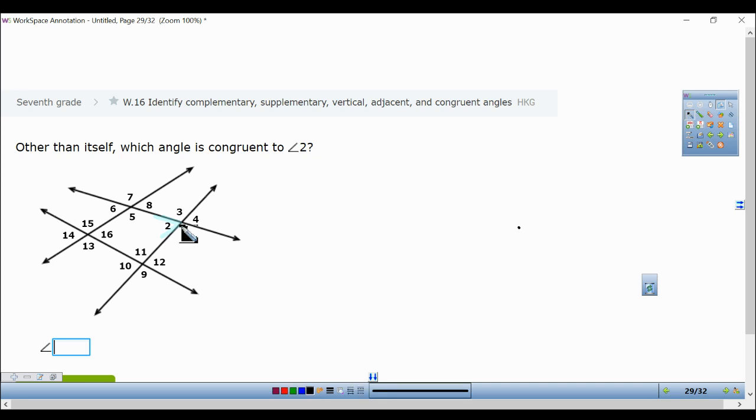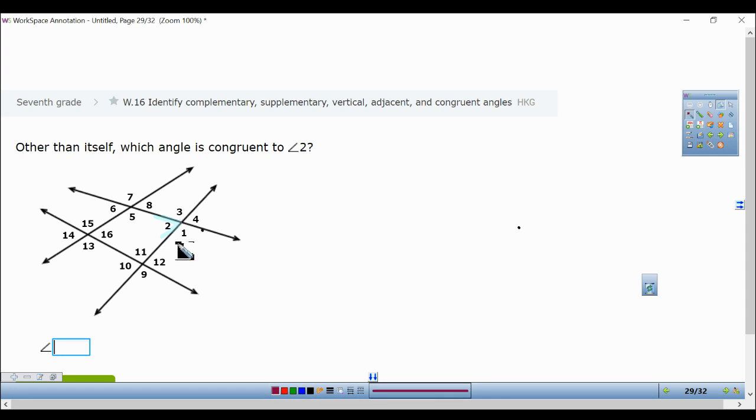The only angle that we know for sure is congruent to 2 is going to be this one, 4. The reason why we know 4 is going to be congruent is because 4 is actually across from it. It's a vertical angle. We know that these angles are congruent.